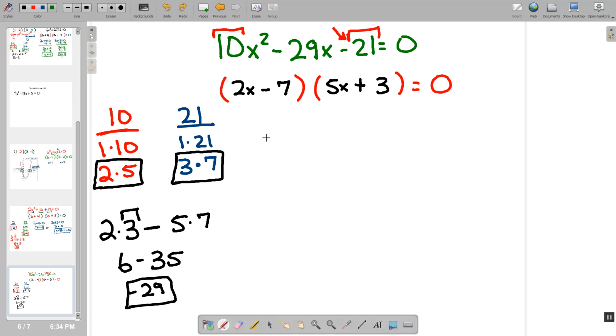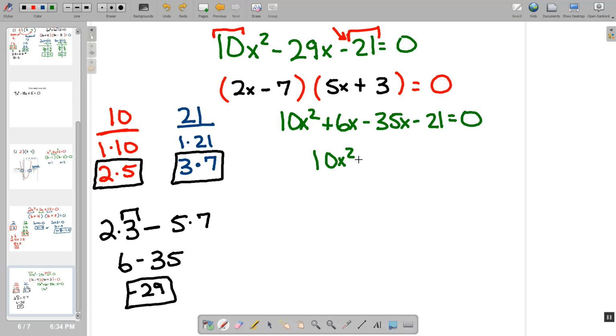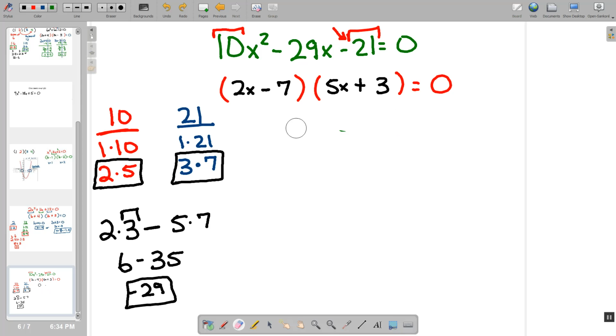So to check, I will get 10x squared plus 6x minus 35x minus 21 equals 0. So I get 10x squared minus 29x minus 21, and we got our answer correct. From here, we then have to just set each of these equal to 0 because of the zero product property, and we can solve from here. And I'm actually going to jump over this step to make sure we keep the video a little short for you.